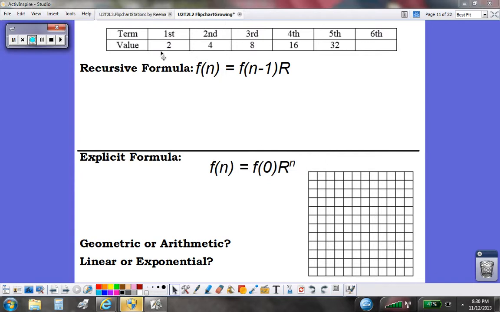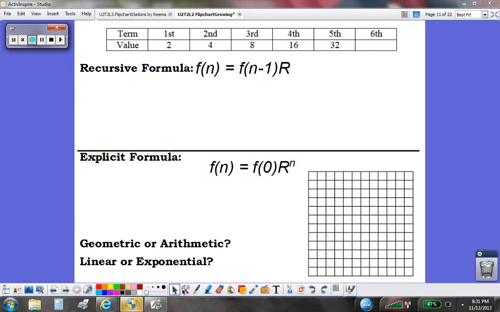Okay, so let's look at the sequence of numbers here. We have the terms at the top, and we have the values at the bottom. The first value is 2, second 4, third 8. So you see an obvious pattern here where the values are doubling each time.